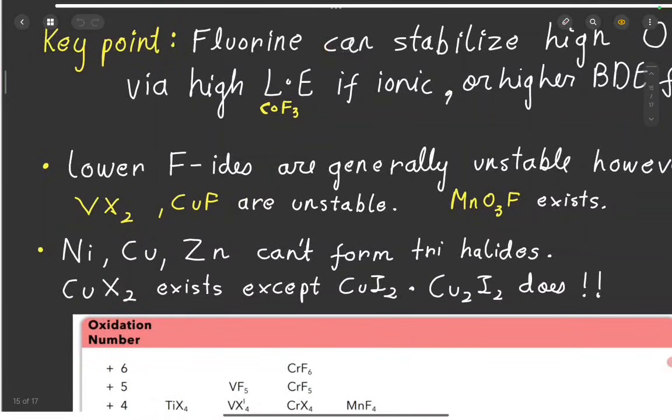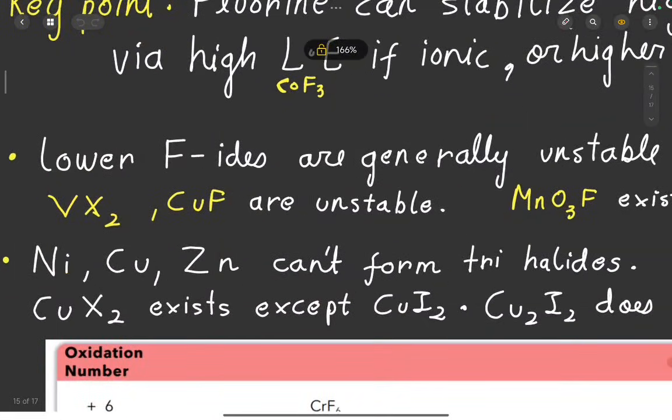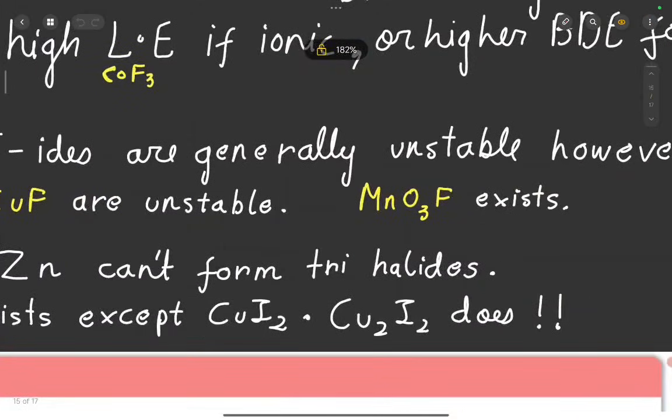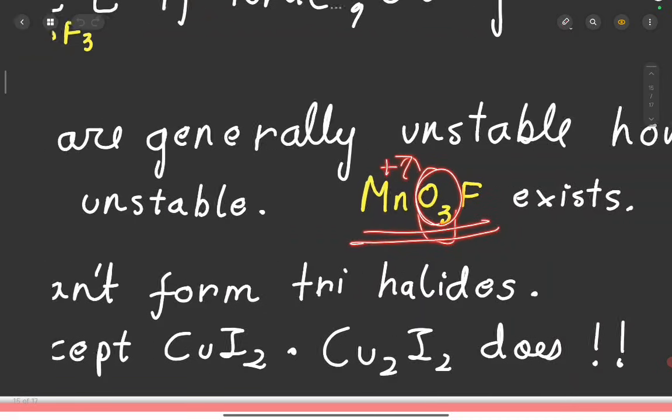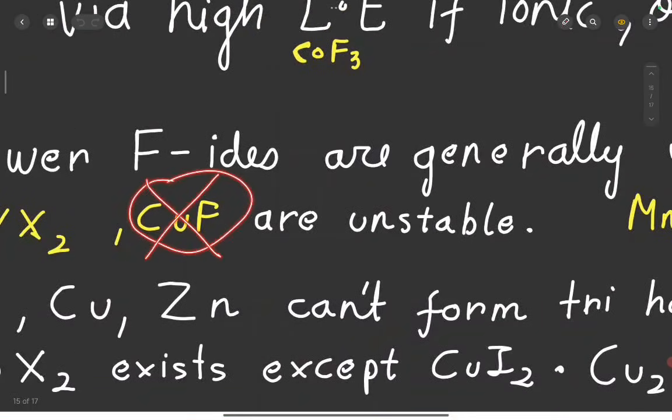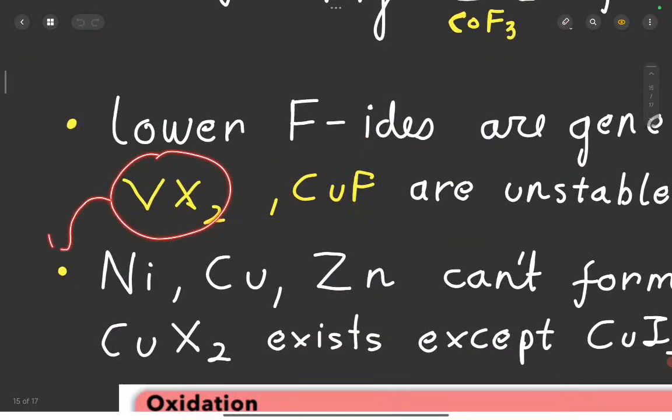Why? Well, we don't know, it's not given here. But for example, VX2 is unstable, COF is unstable, but MnO3F exists. Even though there is one fluoride here, three oxygens take charge and they stabilize the +7 state of manganese, and this compound exists. But unfortunately, COF does not exist because it is a lower fluoride. VX2 does not exist because it is a lower fluoride.